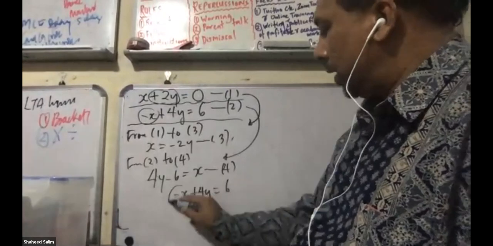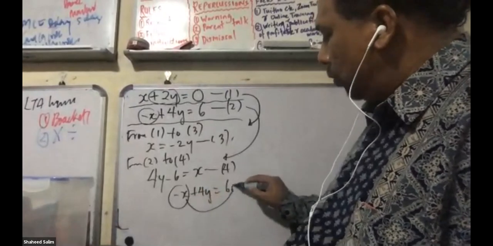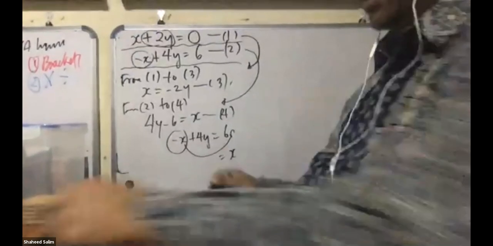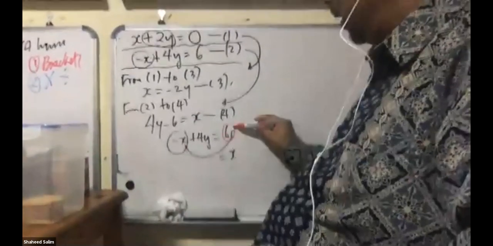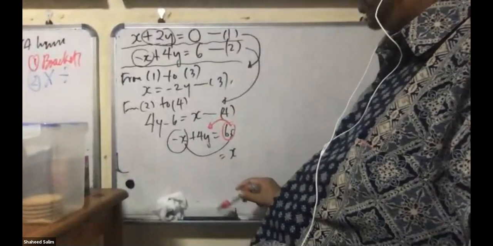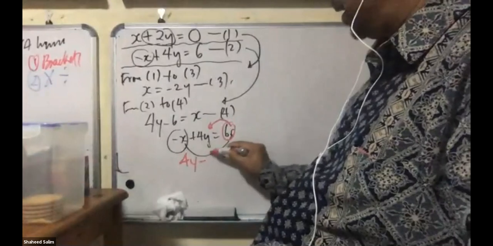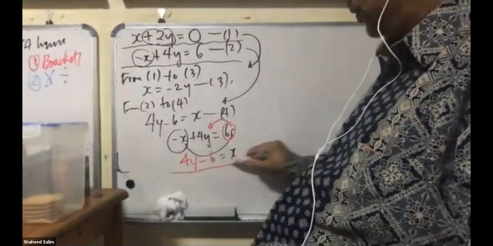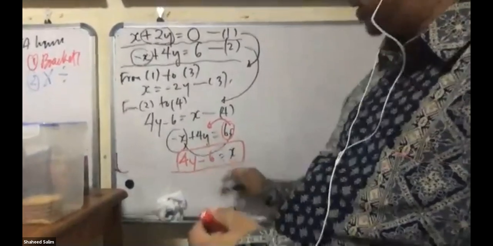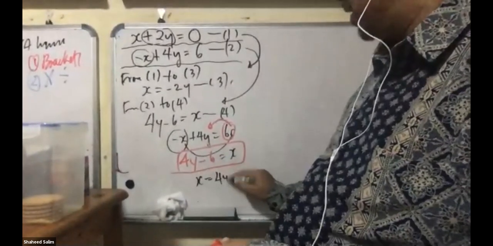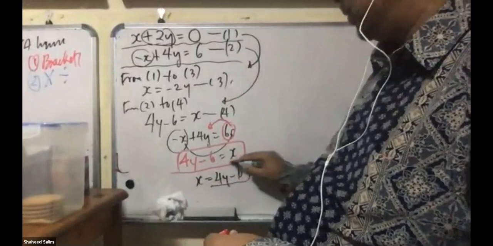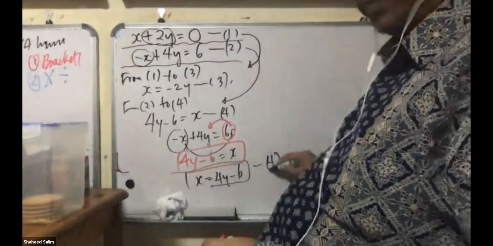Now this one down here, I want to bring to the other side. When I bring the other side, minus x becomes plus x. And then this 6, I bring over this side, plus 6 becomes minus 6. So down here becomes 4y minus 6. Can you see? I have a new equation. What is this equation? I call this x equals to 4y minus 6. 4y minus 6 equals to x. So x is 4y minus 6. You all can see this?